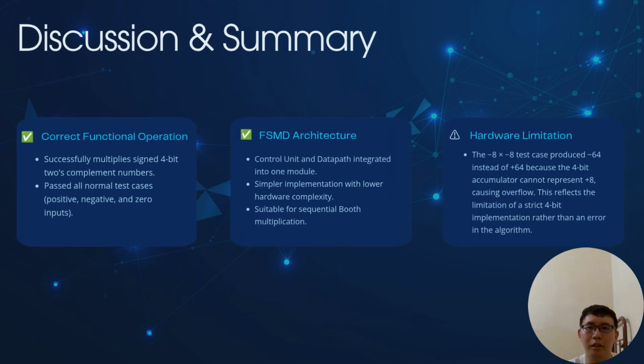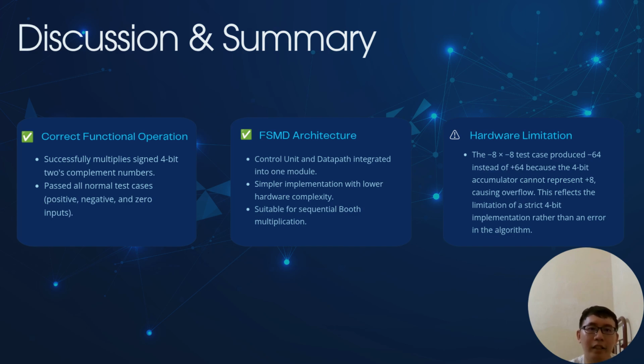So let me do the summary for our design. Our design successfully multiplied signed 4-bit two's complement numbers, having a correct functional operation. We pass all the normal cases for positive, negative, and zero input. For the FSMD architecture, we design to have CO and DO integrated in one module, so we have a simple implementation with lower hardware complexity. It is also suitable for sequential multiplication.